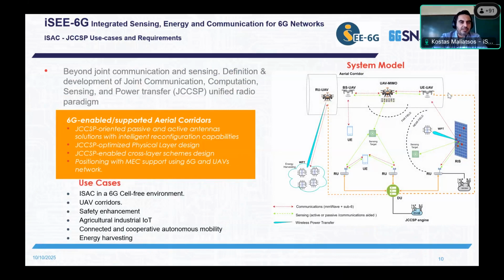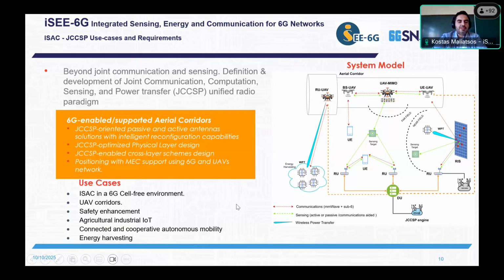This vision is tightly aligned with the SNS vision for energy efficiency, spectrum reuse, and multifunctionality for 6G. The ISA6G use cases share a common basic concept, the aerial corridors. These corridors are envisioned as communication, sensing, and energy highways for drones and UAVs to support various services and applications. The figure here shows the ISA6G system model, including UAVs acting as user equipment, network radio units, relays, and more. Ground UAVs that communicate and sense through 6G, sensing targets, harvesting nodes, reconfigurable antennas and surfaces, and more.